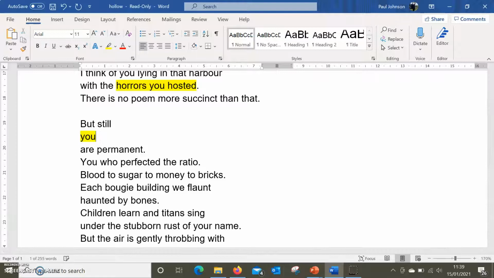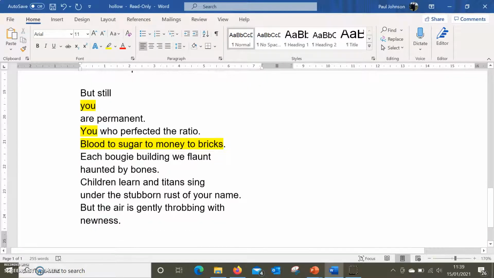I think this is really nice, the direct address, as if she's writing to him. "Blood to sugar, to money to bricks." That sort of captures what he did. "Haunted by bones, children learn and titans sing under the stubborn rust of your name. But the air is gently throbbing with newness."